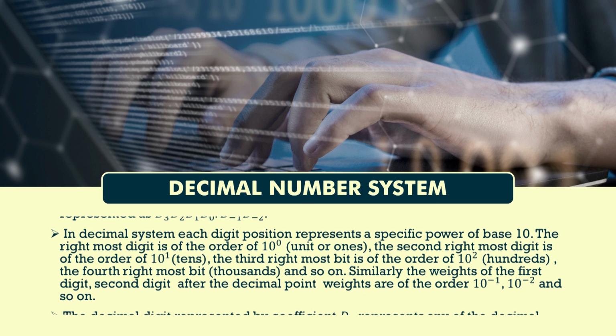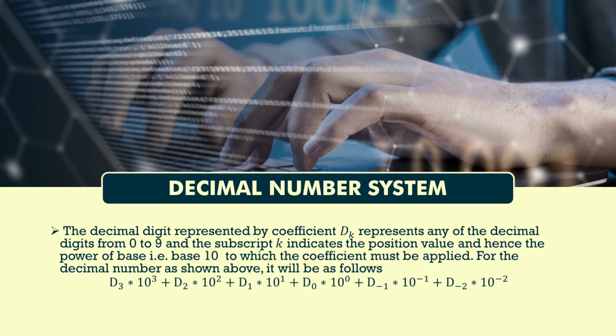Similarly, the weights of the first digit after the decimal point and the second digit after the decimal point are of the order 10 raised to minus 1, that is the first digit after the decimal point, and for the second digit after the decimal point the power is 10 raised to minus 2, that is 1 by 100, and so on. The decimal digit represented by coefficient dk, where k is the subscript, represents any of the decimal digits from 0 to 9, and the subscript k indicates the position value and hence the power of base, that is base 10, to which the coefficient must be applied.